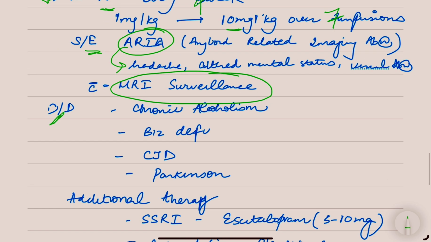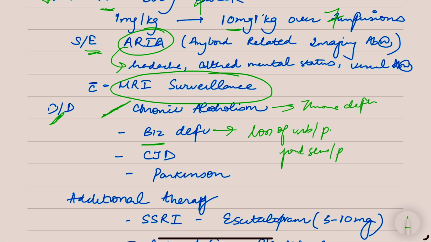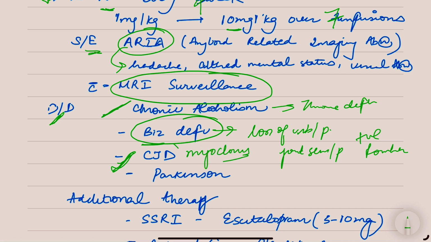Then what are the differentials for Alzheimer's or dementia? That is chronic alcoholism. It can lead to thiamine deficiency, which can result in dementia. Then B12 deficiency: if the patient has loss of vibration, proprioception, joint sense, position sense, positive Romberg, it could be vitamin B12 deficiency and not Alzheimer's. Then if the patient has rapid onset dementia along with myoclonus, then it is prion disease. Then the patient can have Parkinson's also, but in Alzheimer's the resting tremors will be absent.